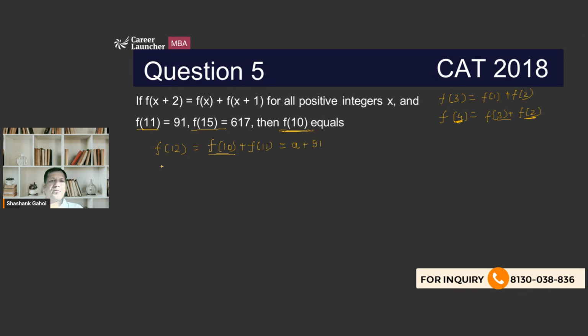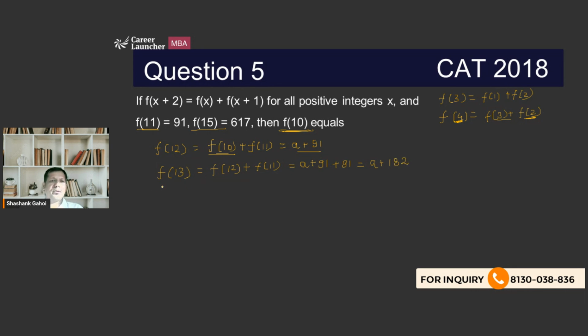Okay. What is the value of f of 13? Can I say it is equal to f12 plus f11? So what is the value of f12? We have already calculated, that is a plus 91. F11 is also 91. So I can say it is a plus 182.